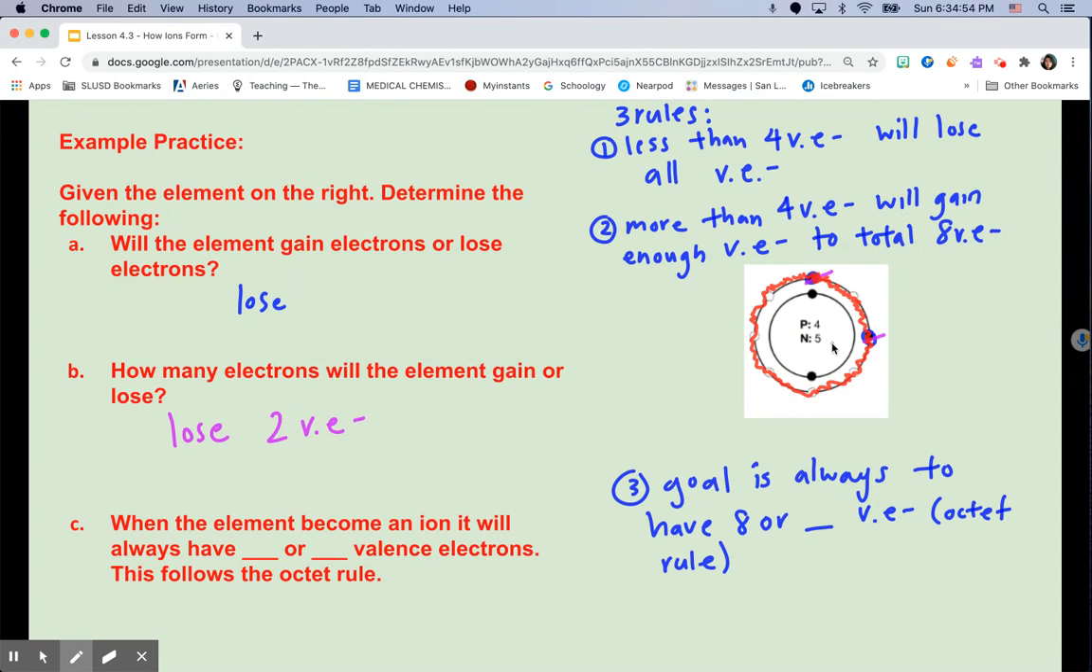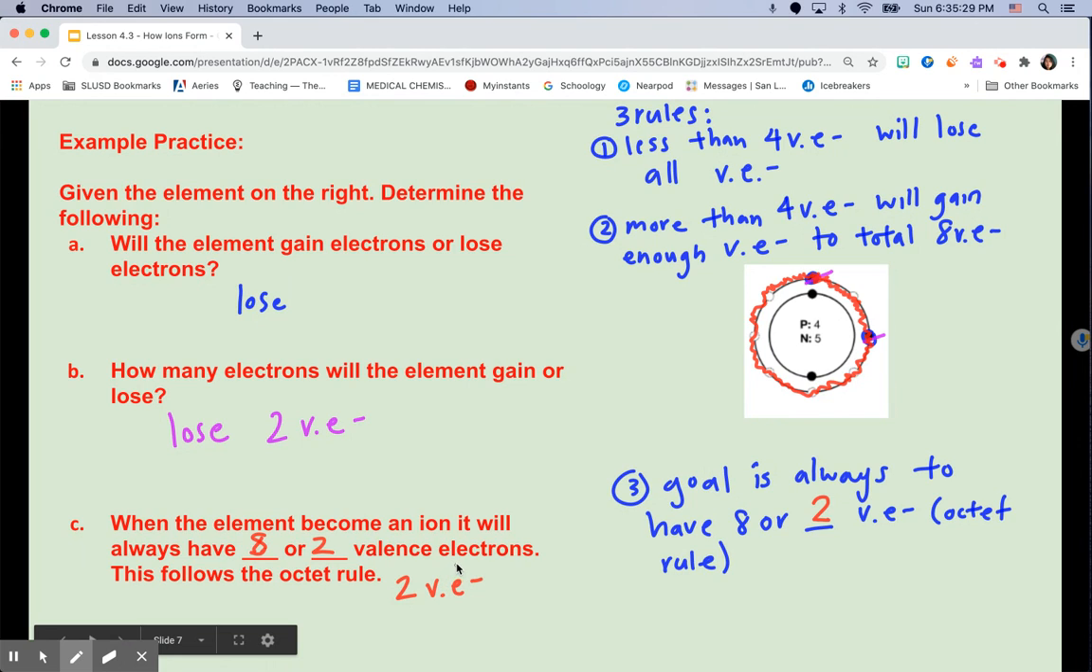So the octet rule, the name is kind of incorrect. It's not always 8s. Sometimes it will be 2 valence electrons for smaller atoms, right? So when the element becomes an ion, it will have either 8s or 2 valence electrons. So in this case, because it's a smaller atom, the first ring can only fit 2, so it will only have 2 valence electrons.